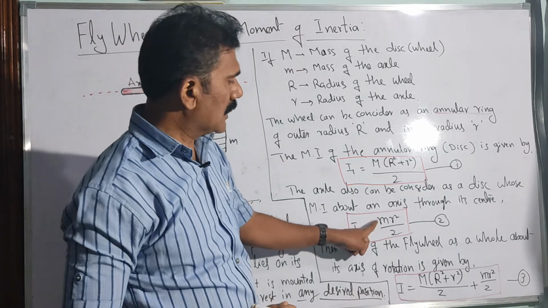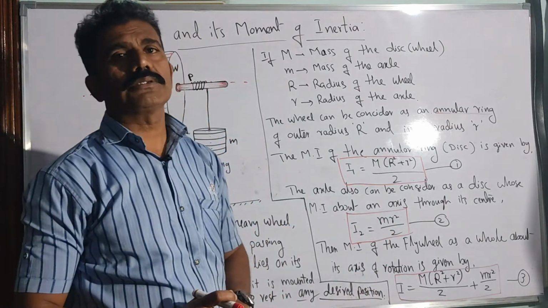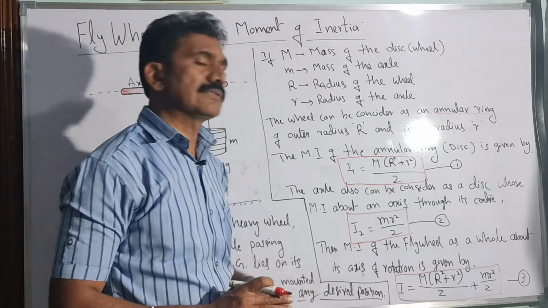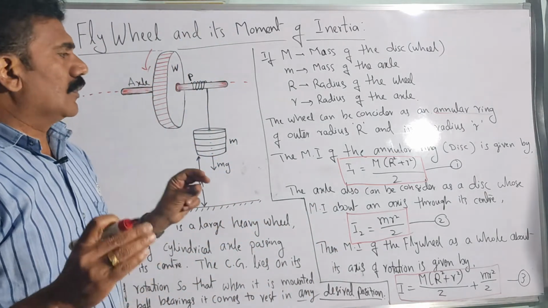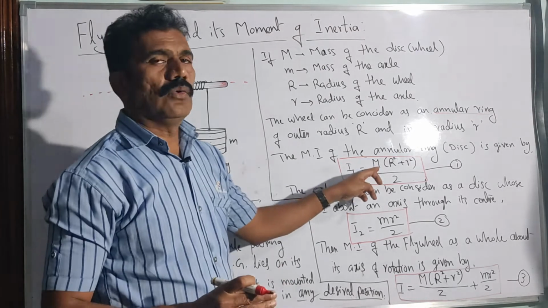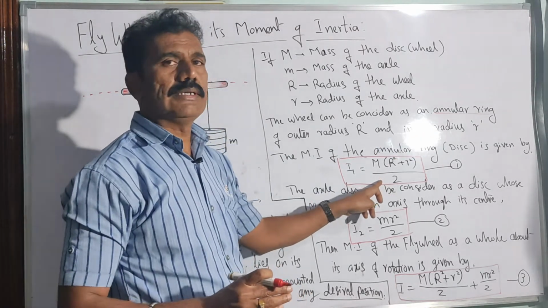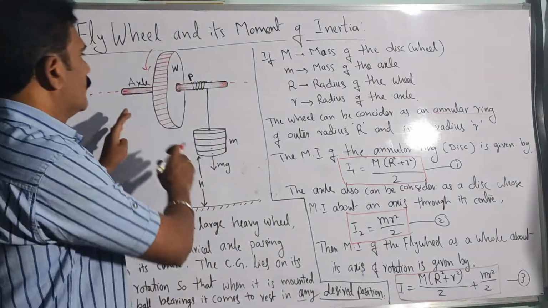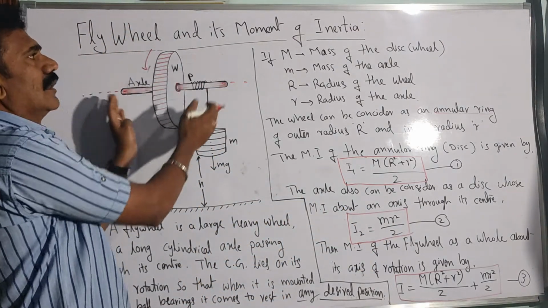Okay, I2 is equal to mr square by 2, because you know that small r is the radius of the axle. So mr square by 2 is the moment of inertia of only the axle. Once you know the moment of inertia of the whole disc, only the disc, and the moment of inertia of the axle, then what is the moment of inertia of the entire device? That entire device you call a flywheel.